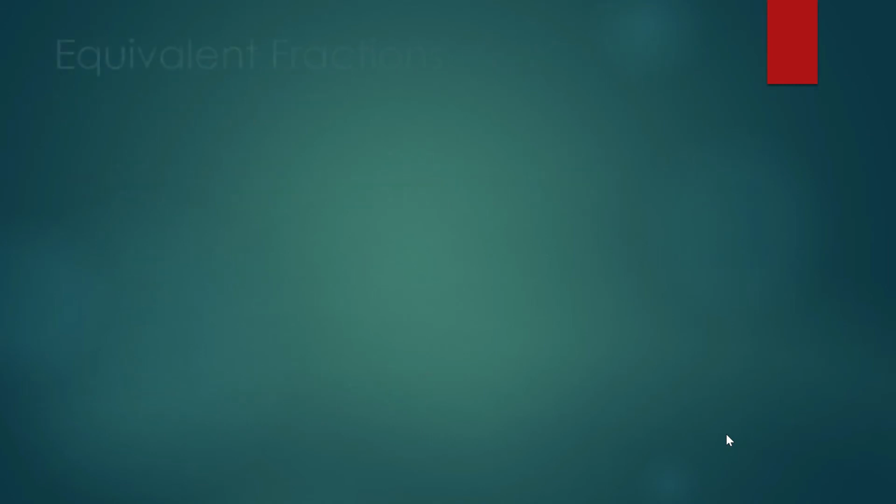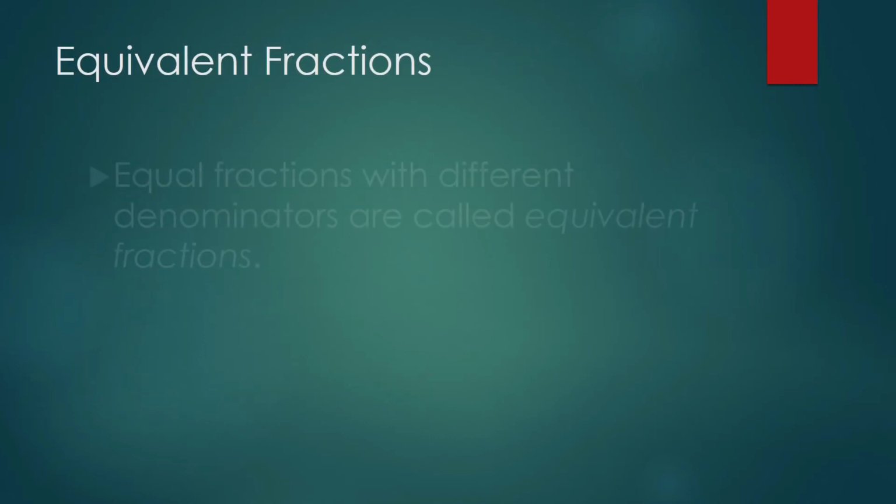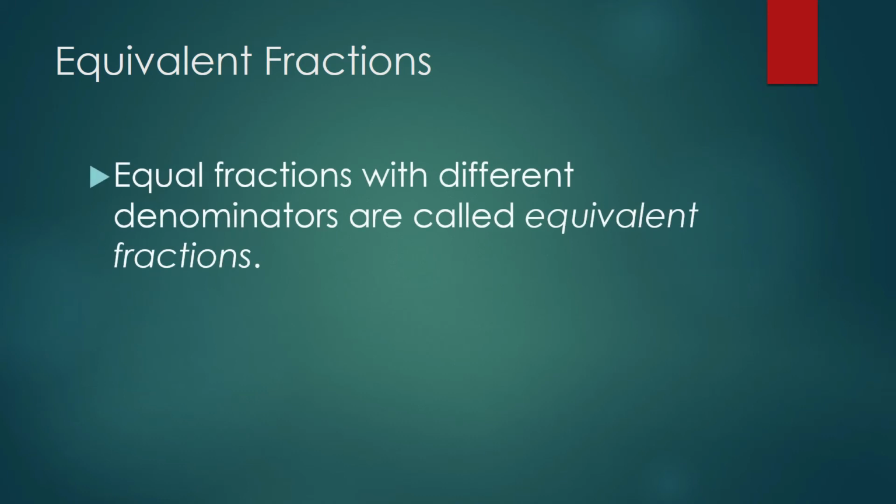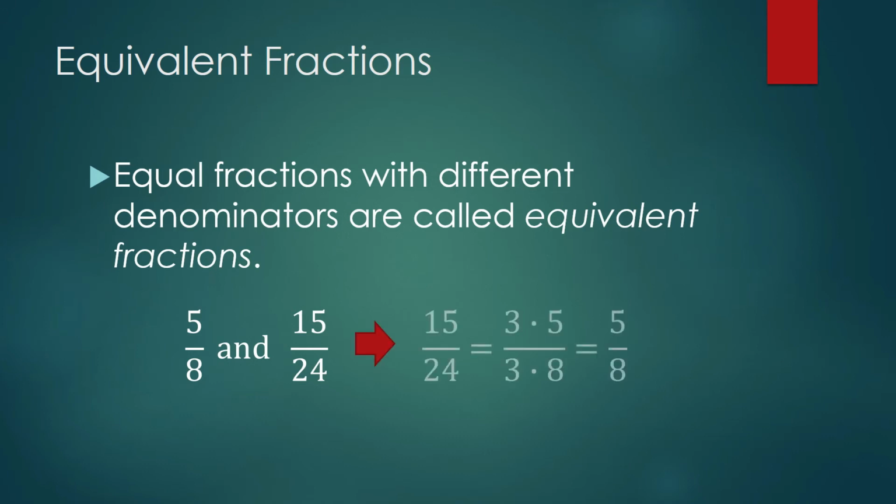Equivalent fractions. Equal fractions with different denominators are called equivalent fractions. 5 over 8 and 15 over 24 are equivalent fractions. Why? Because 15 over 24 is equal to 3 times 5 over 3 times 8. 3 is a common factor. 3 divided by 3 is 1. 15 over 24 is 5 over 8.